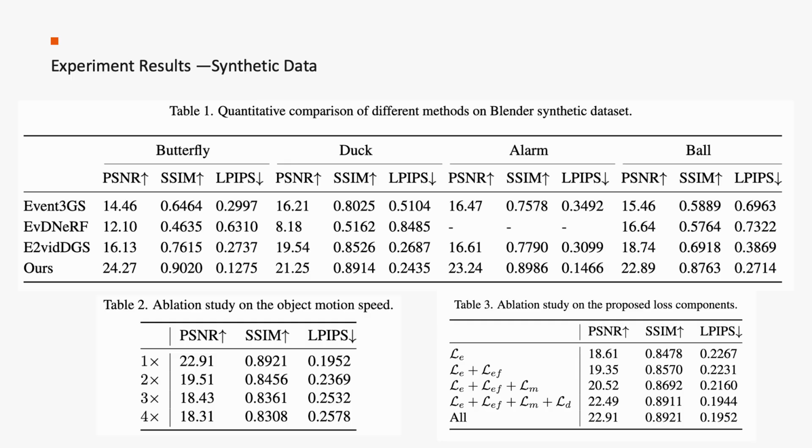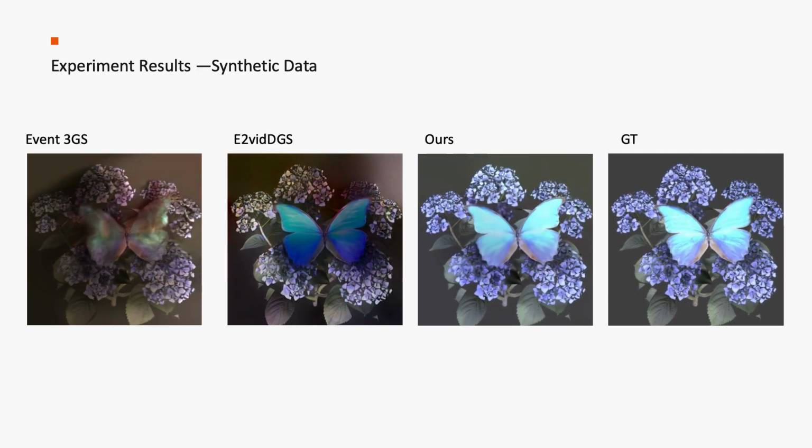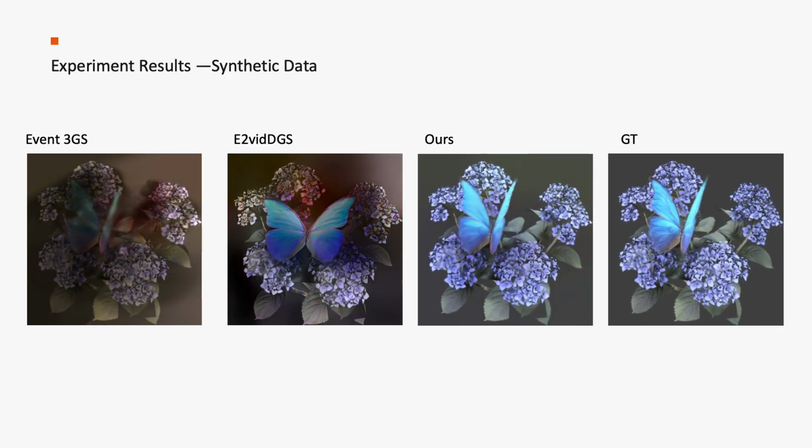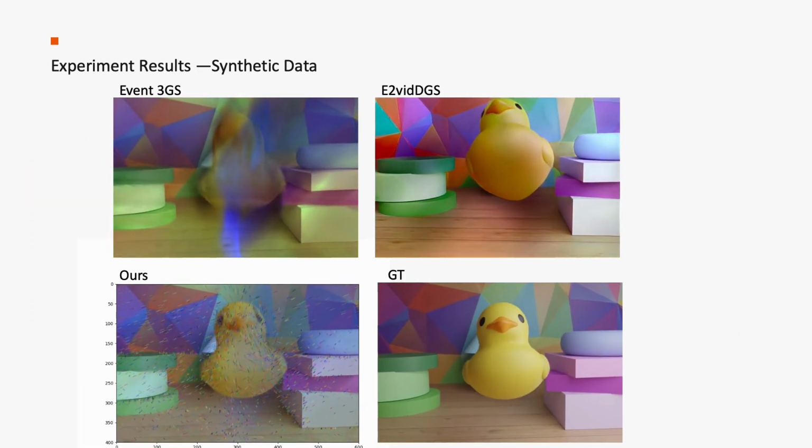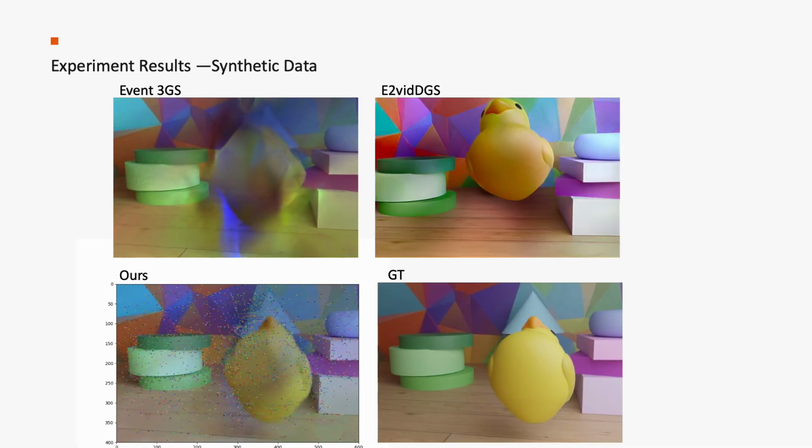The method is evaluated on Blender Dynamic Event, a new synthetic dataset with 4 scenes. The following slides show video comparisons against the baselines. In the butterfly scene, E2VidDGS produces blurry results, while FastEventDGS closely matches the ground truth. In the duck scene, FastEventDGS produces clean geometry with fine surface details, outperforming all baselines.